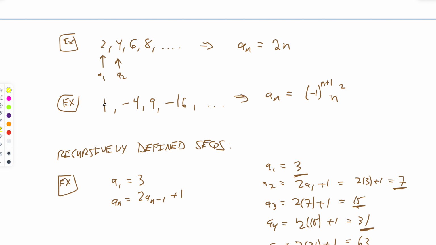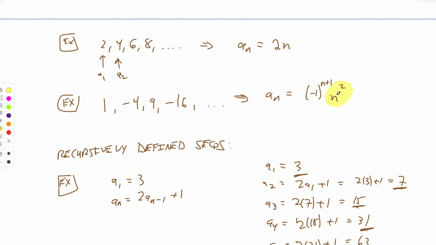Another pattern we could see is 1, -4, 9, -16, and so on. Not only do our numbers increase here, we are getting this kind of alternating pattern, right? Negative, positive, negative, positive. So we'll definitely need to account for the change in sign, which will be this alternating factor, this -1 to some power. And then we'll also need to account for the fact that we're going 1, 4, 9, 16, and so on, which will be taken care of over here.